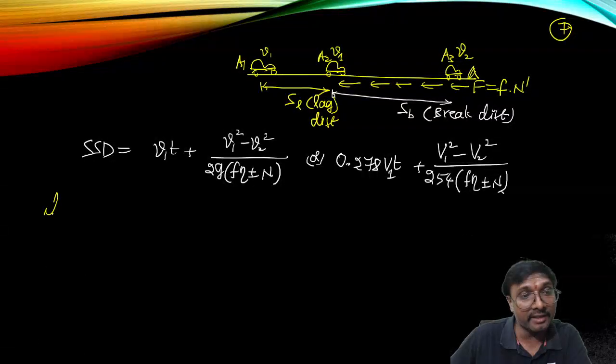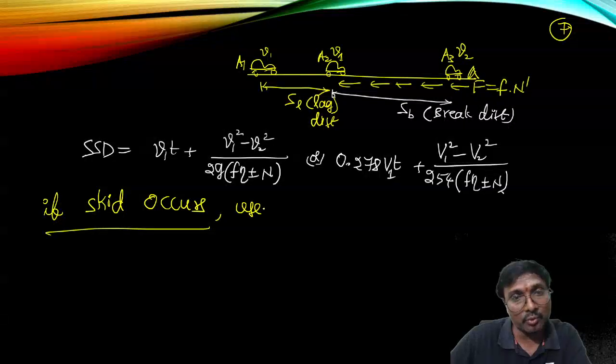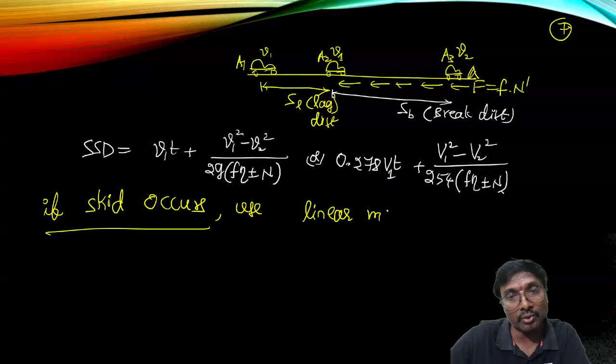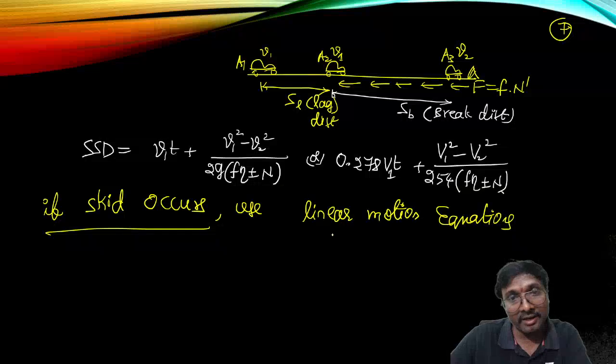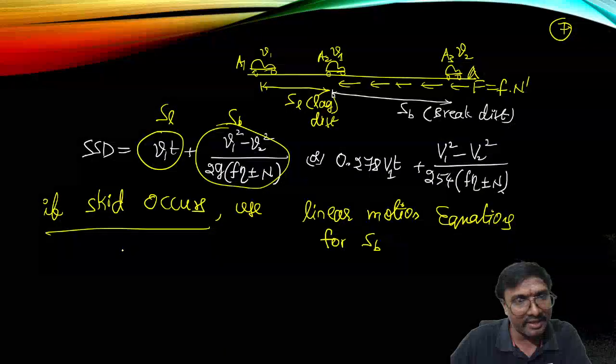If a vehicle is subjected to skidding, then what do we need to do? We need to use linear motion equations. For what? For this braking distance, that is the second part. This second part is your braking distance SB, and this first part is your lag distance SL. So what are the linear motion equations?